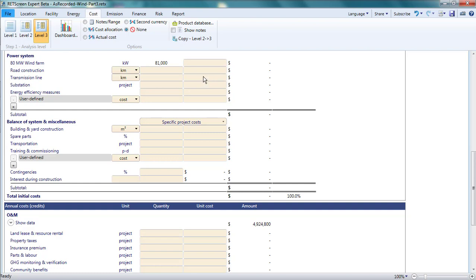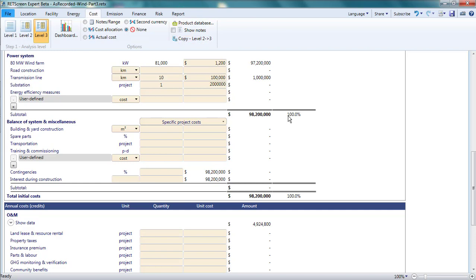Let's say that we want to lump together all the initial costs of the turbine, including tower, rotor, and nacelle. I'll assume that these amount to $1,200 per kilowatt. I enter that figure beside the 81,000 kilowatt capacity of the project. The product is a bit under $100 million. Perhaps the project will require a 10-kilometer transmission line, costing $100,000 per kilometer, and a $2 million substation. I'll enter those costs in the transmission line and substation cells.